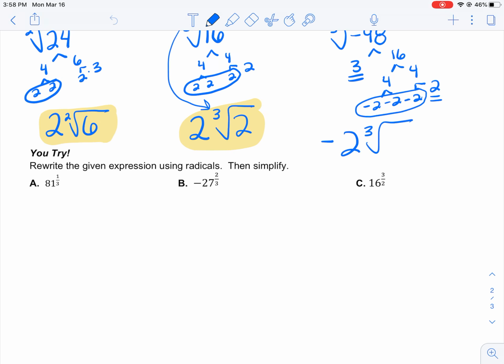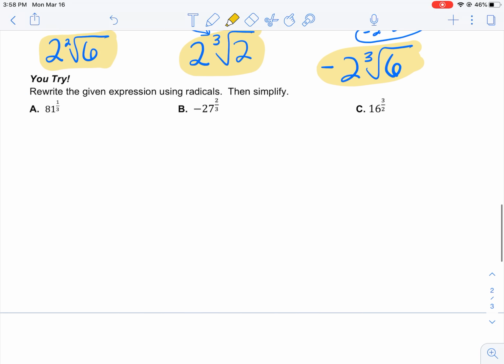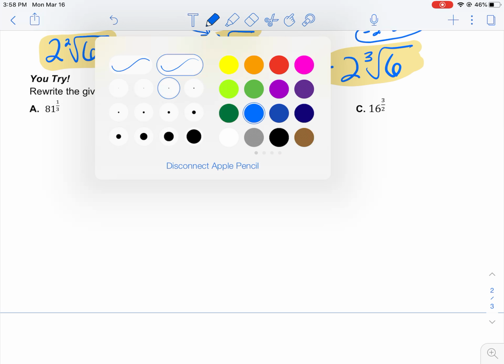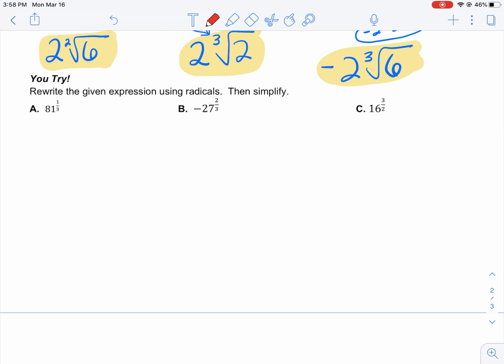So that was the negative 2 cubed root of 6. I'd like you to pause the video and go ahead and try these last 3 problems and then check your answers. Just fast forward to the end. I'm going to work through them, but try them on your own first.